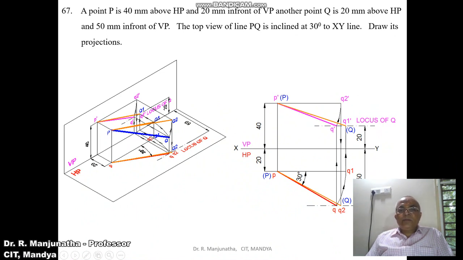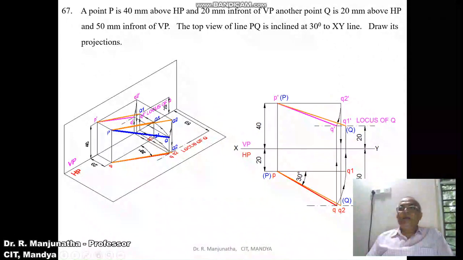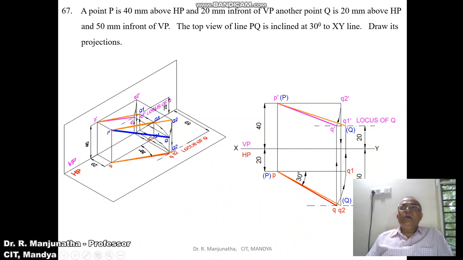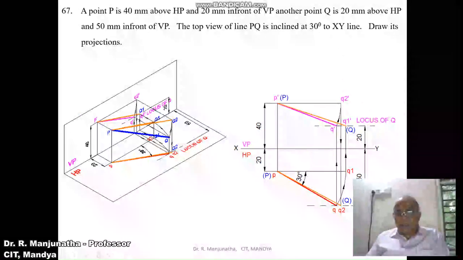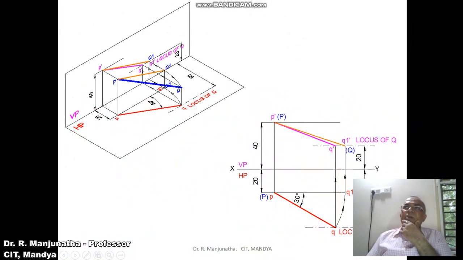And also, since this PQ1 is parallel to the XY line in the top view, its corresponding front view, that is P dash Q1 dash, will be in true length. So this is capital P in bracket and capital Q in bracket. So this is how we will be able to analyze this problem in 3D. And now we will take it up step by step.